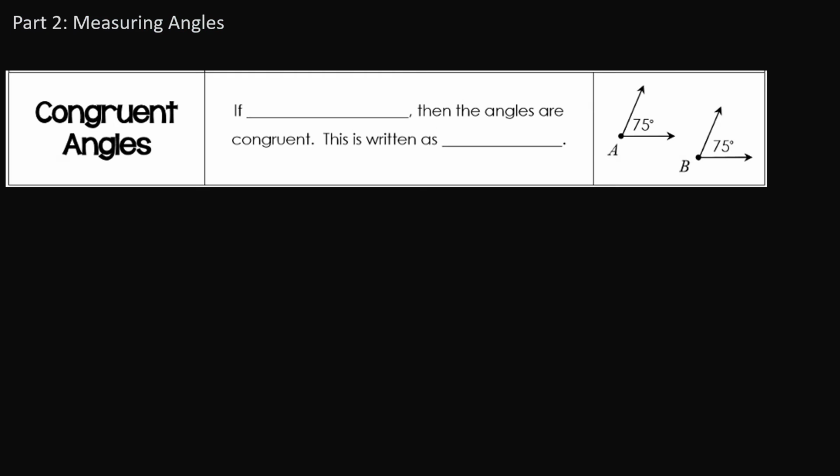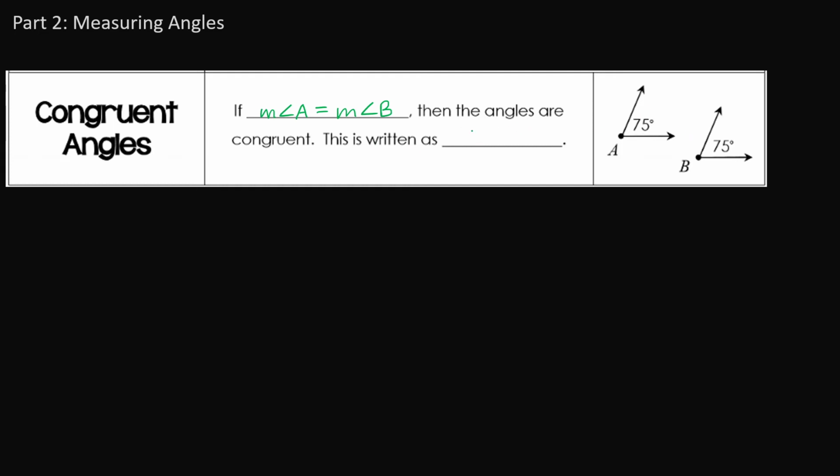Note about congruent angles. We said in our last part that congruent angles, or congruence in general, means same measure. Again, congruence, same measure. So let's look at the diagram on the right. We see angle A and angle B are both 75 degrees. If the measure of angle A is equal to the measure of angle B, because they're both equal, 75 degrees, then the angles are congruent.